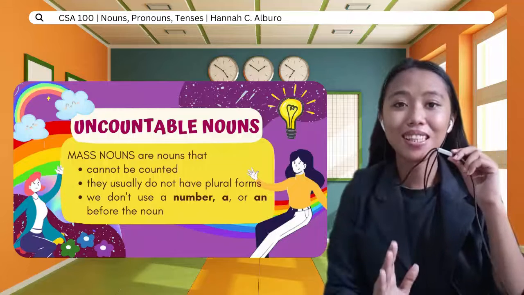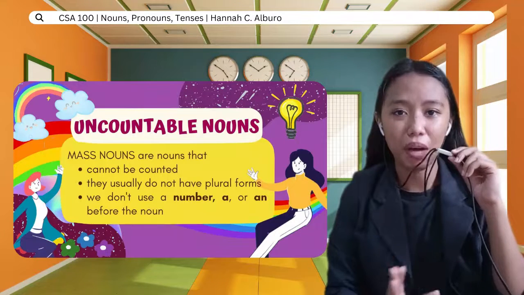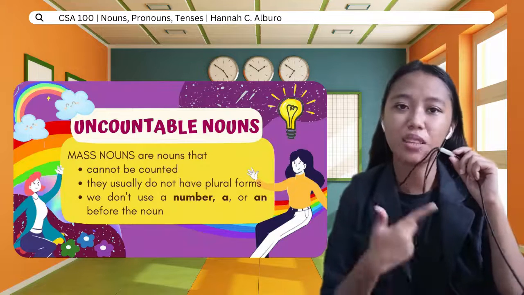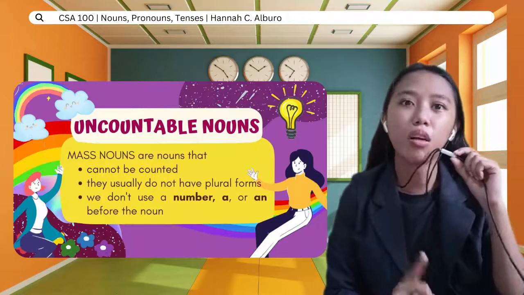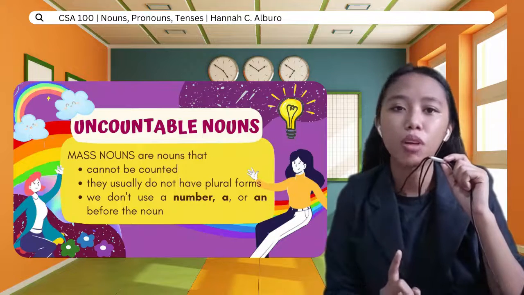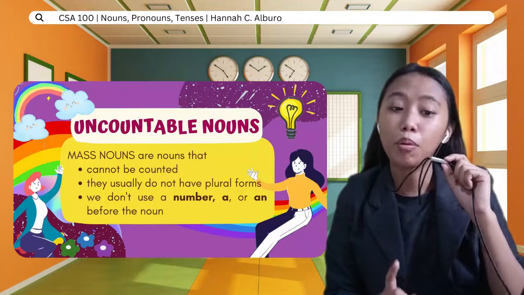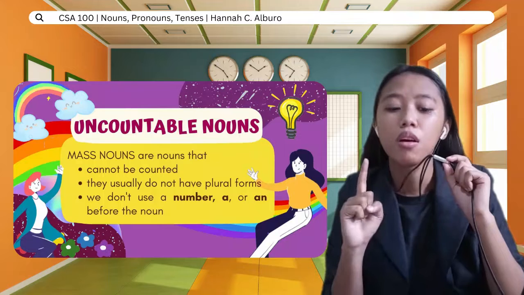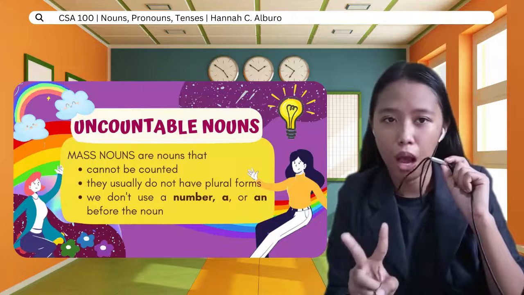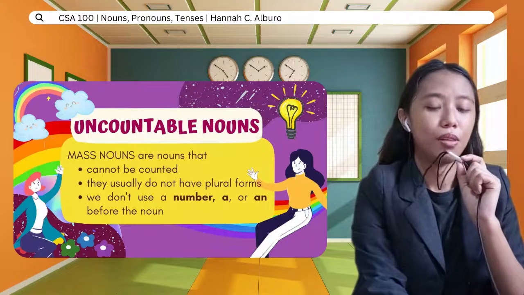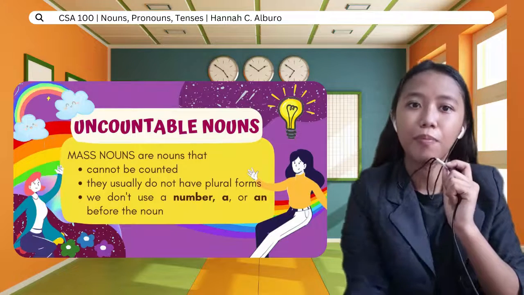Okay, next we have the uncountable nouns. These are otherwise known as the mass nouns. These are nouns that cannot be counted and quantified using measurements, and they usually do not have plural forms. And also, we do not use a number, "a" or "an" before the noun, unlike the countable nouns. So let's have a look at an example.